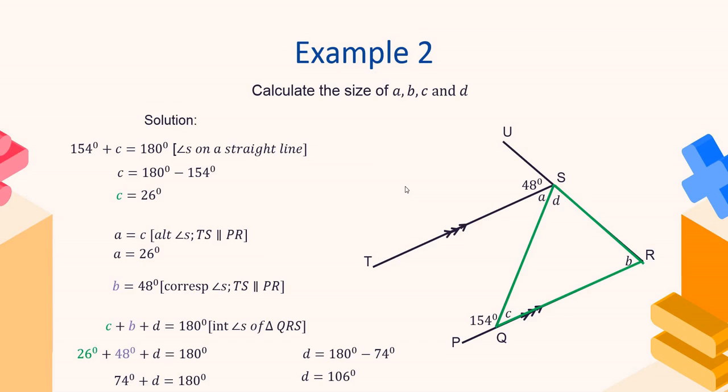What I'm trying to highlight is that there's no specific way to start the problem. Some might have seen at first glance that B is equal to 48 degrees, and that's perfectly okay. As long as you work step by step, and as you see, we ended up solving for all the unknowns.